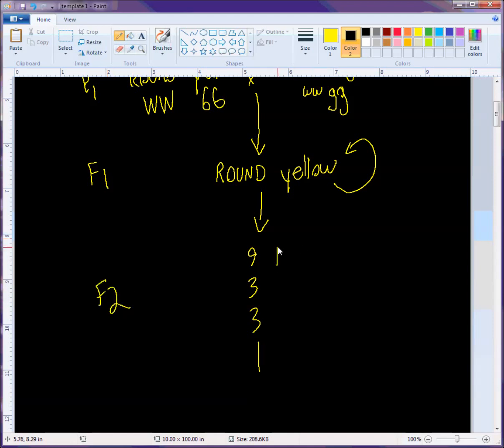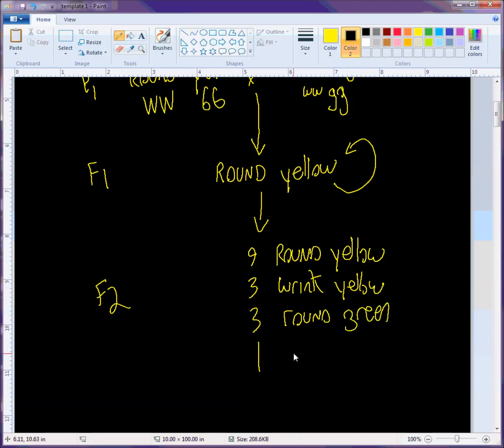So 9 round and yellow, 3 wrinkled yellow, 3 round and green, and 1 wrinkled and green. So this is the ratio. These are out of 16.